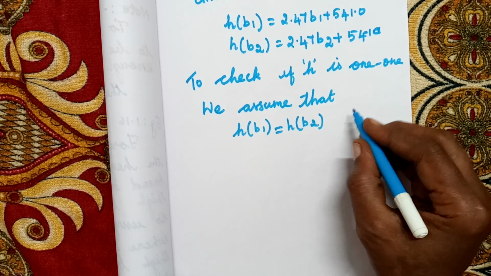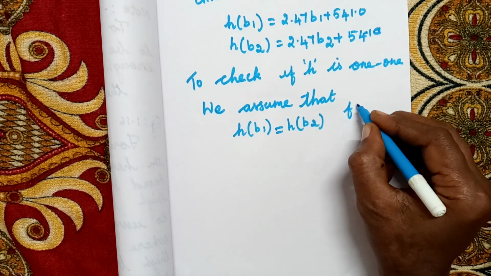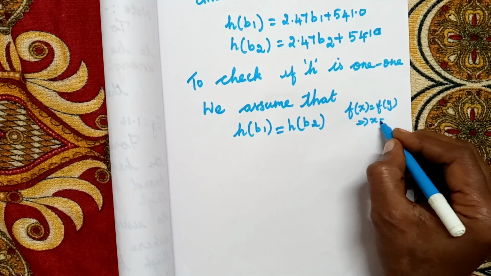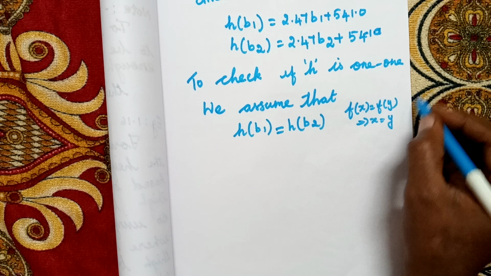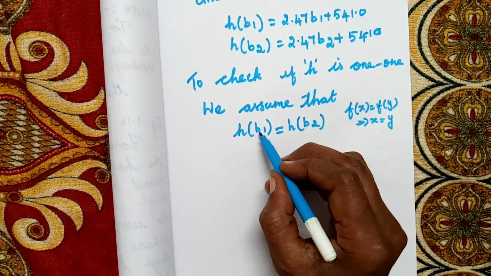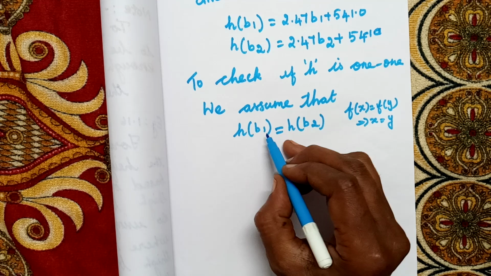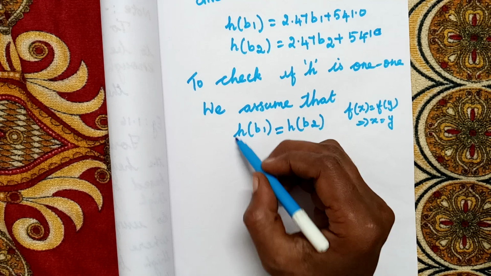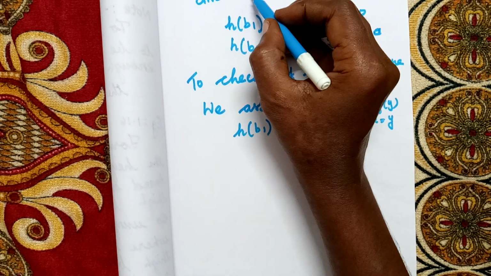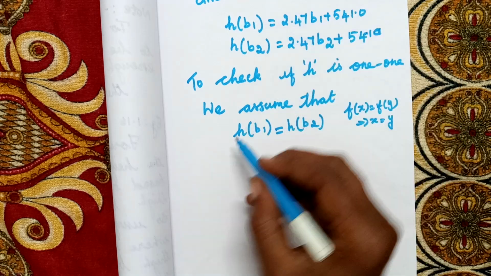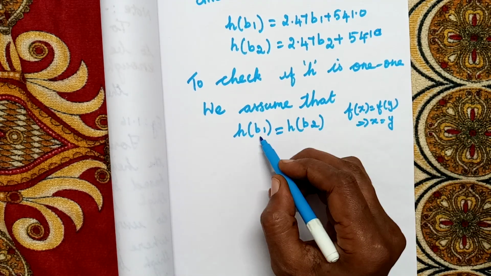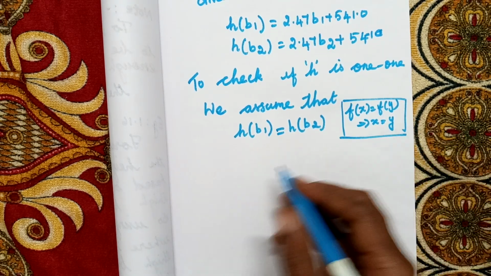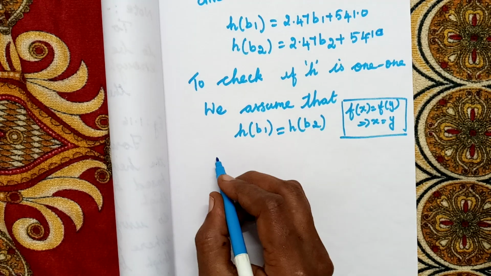Already in the previous page I gave the note: f of x is equal to f of y implies x is equal to y means it is 1-1. Here, in place of f I have substituted h, x in place b1, y in place b2, like that I have substituted. Next, substitute the h of b1 value here.